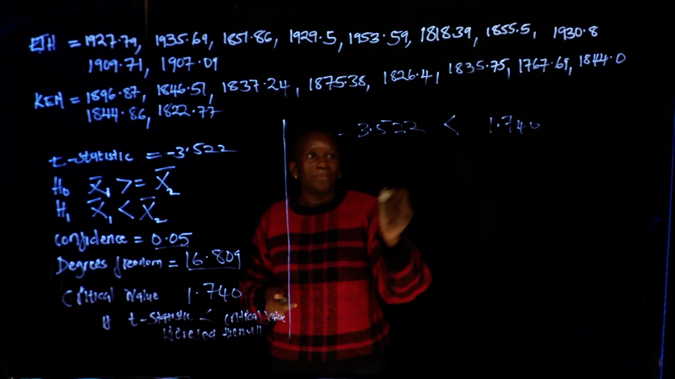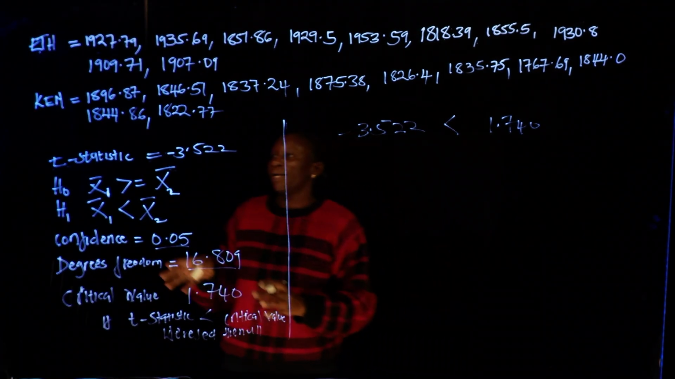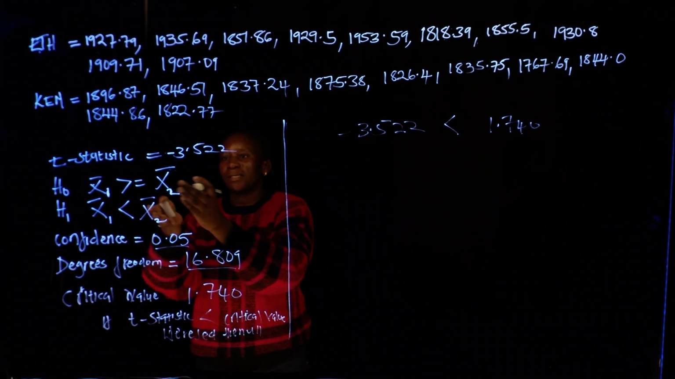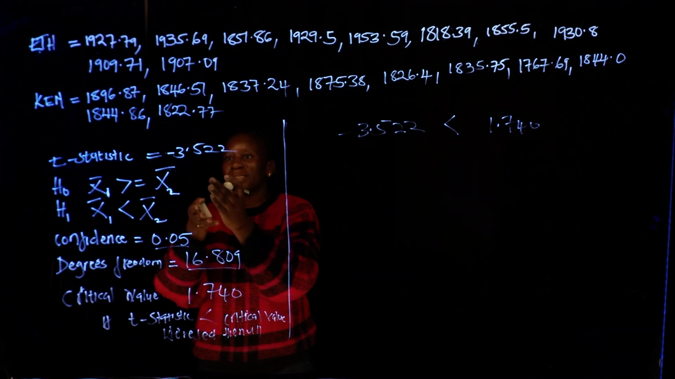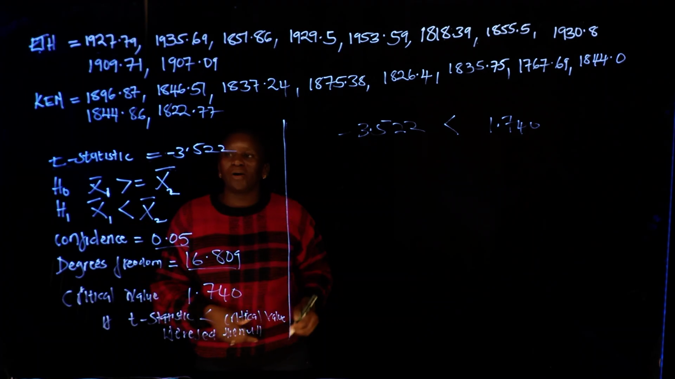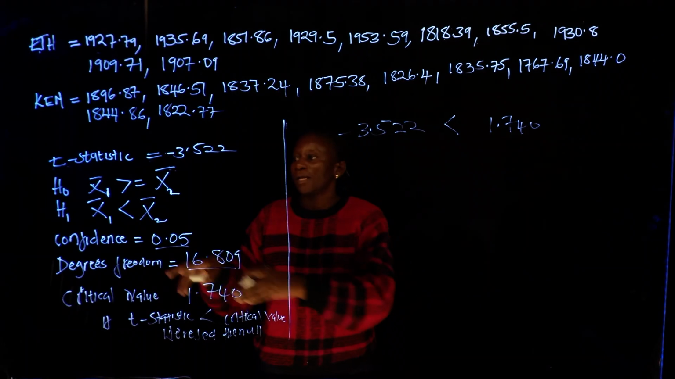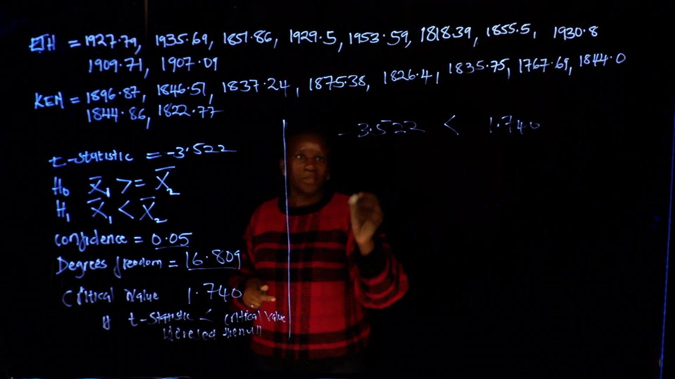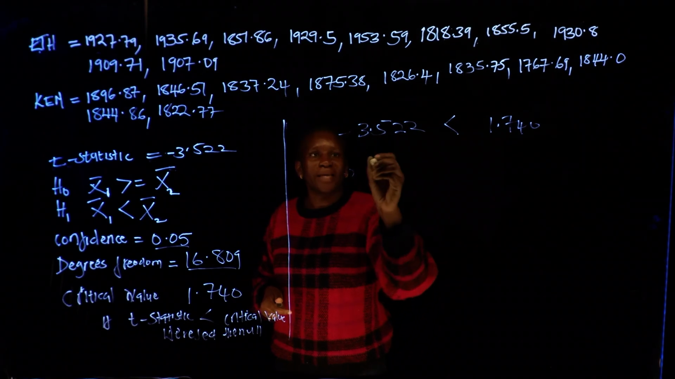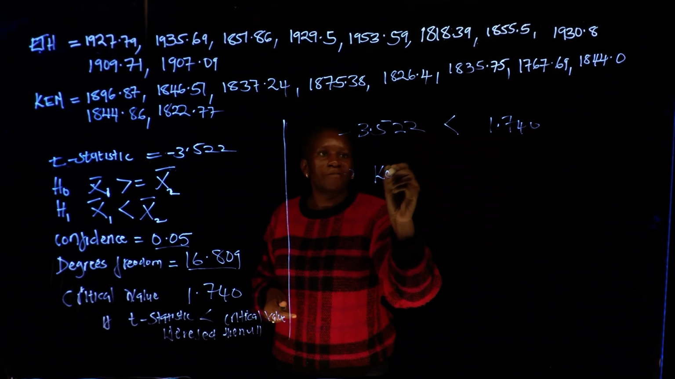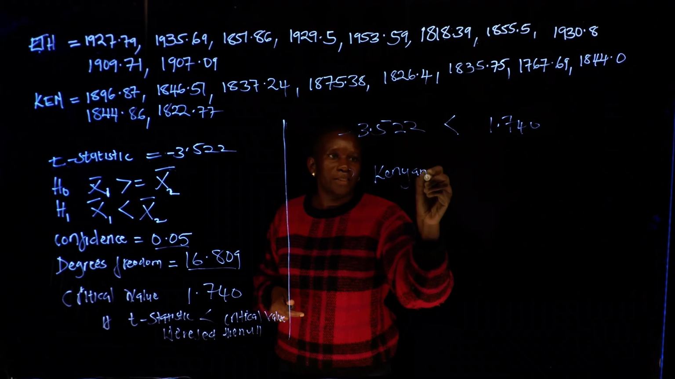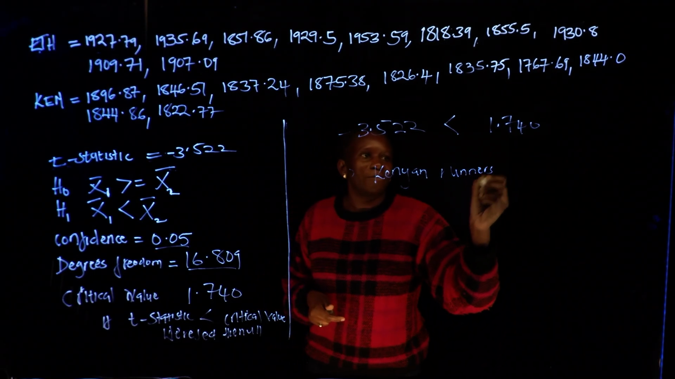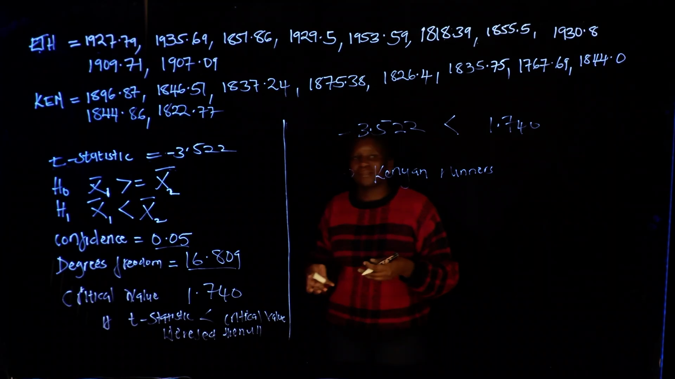So that basically means we reject our null hypothesis that says that the Kenyan runners' mean is greater than or equal to the Ethiopian runners' mean, and we take our alternate hypothesis, which says that the Kenyan runners' mean is less than the Ethiopian runners' mean, which basically concludes that the Kenyan runners are actually faster. According to this data set, Kenyan runners are actually faster than the Ethiopian runners.